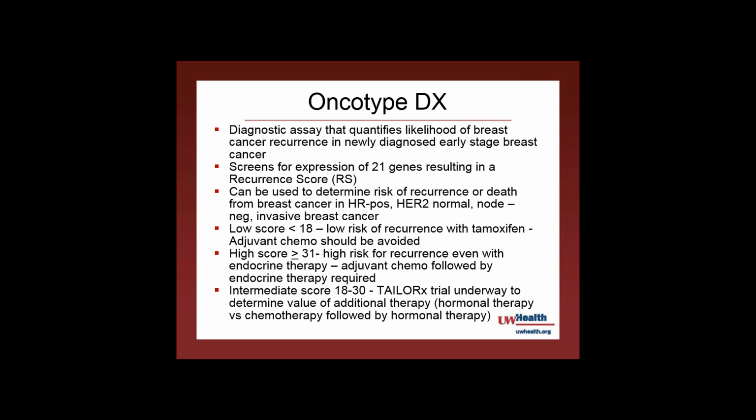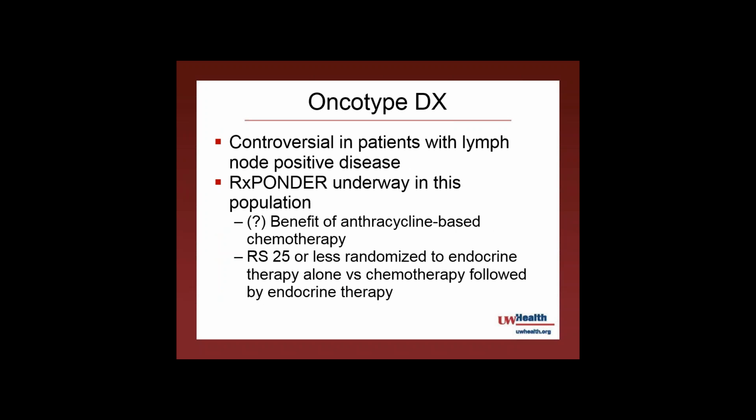So if you get a high score greater than or equal to 31, there's a high risk for recurrence even with endocrine therapy, so patients should receive adjuvant chemo followed by endocrine therapy. If you are scored with an intermediate score, there are some trials underway. TAILORx is a trial that's underway to determine the value of additional therapy, and they're looking at hormonal therapy versus chemotherapy followed by hormonal therapy, or endocrine manipulation followed by chemotherapy. So it's controversial what to do with patients with lymph node positive disease. So the RxPONDER is underway.